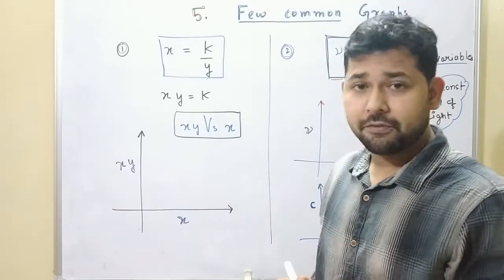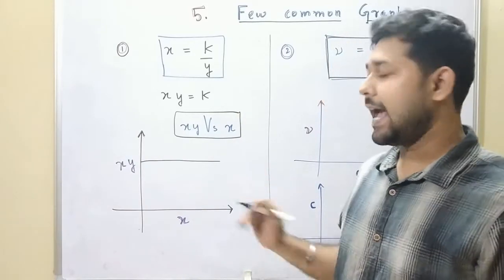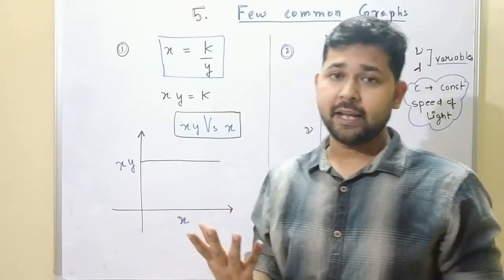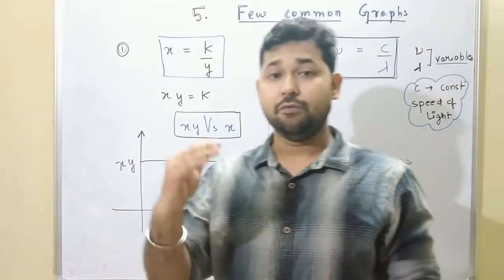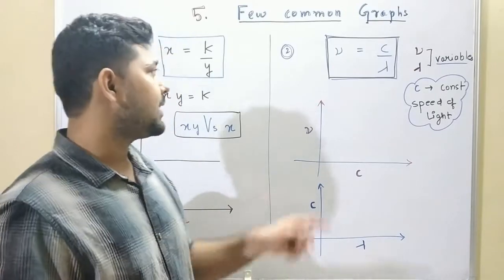So what would be the graph? The graph would be like this: a straight line parallel to the x-axis. On this axis, x is varying, but the product of x and y is constant. We can talk about more problems like this.